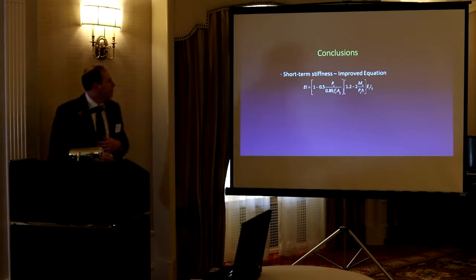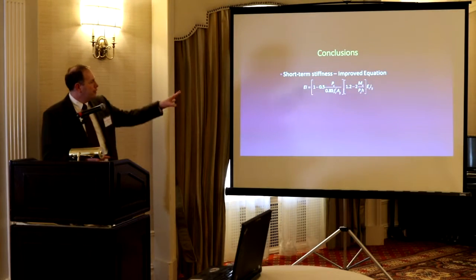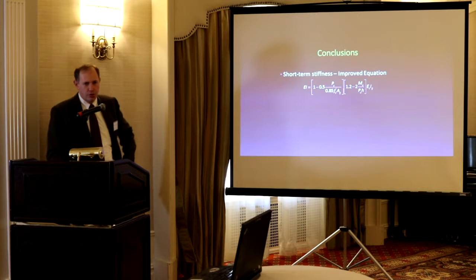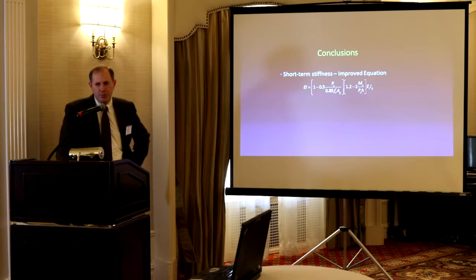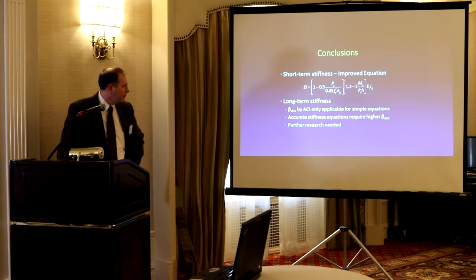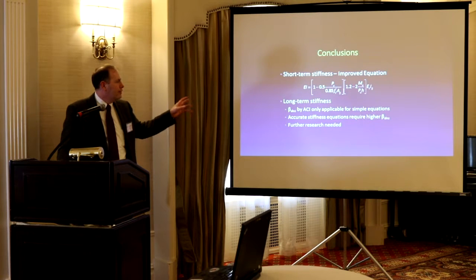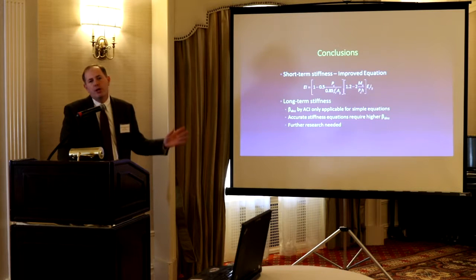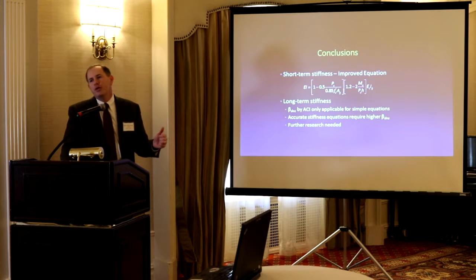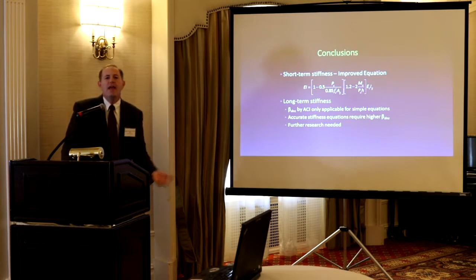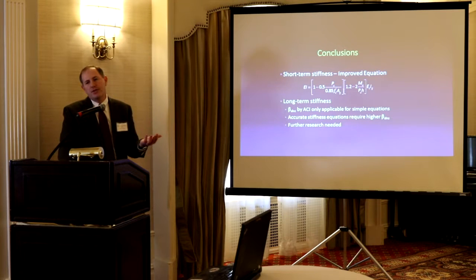So conclusions, this equation works really well for short-term stiffness. So this would be a good way to proceed further. The long-term stiffness of the beta dns, I just want to stress that, it's really only applicable for the simple equations. If you use EI with accurate stiffness, that is not a good idea because it already can be unconservative, and then I'm not going to cut it down enough by the sustained load effect.